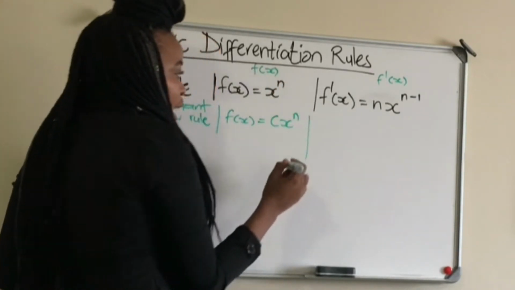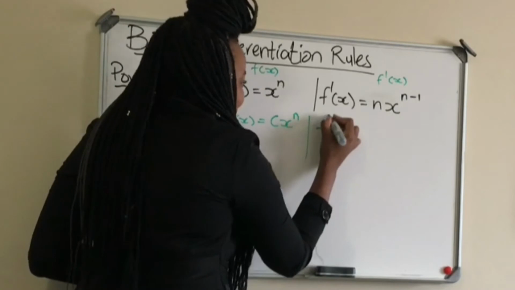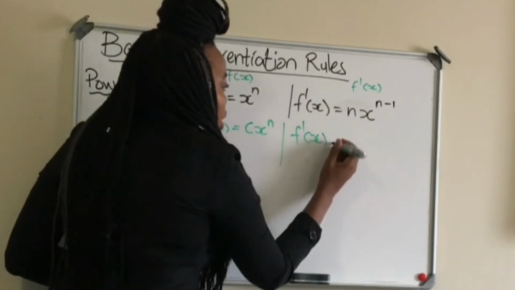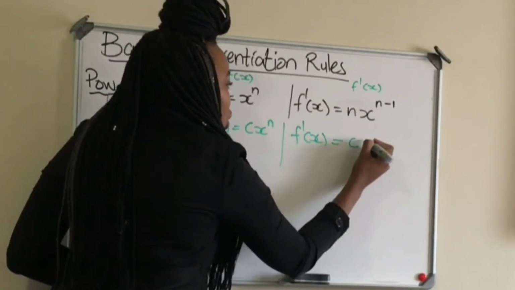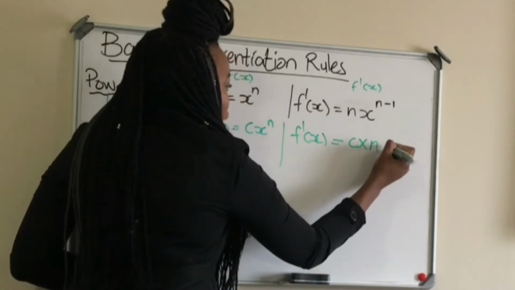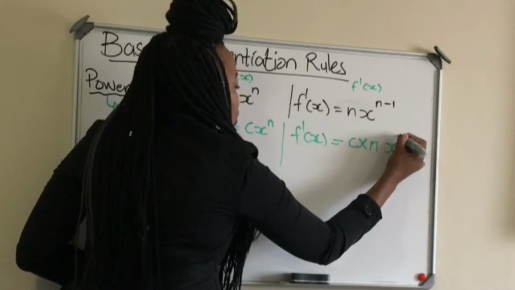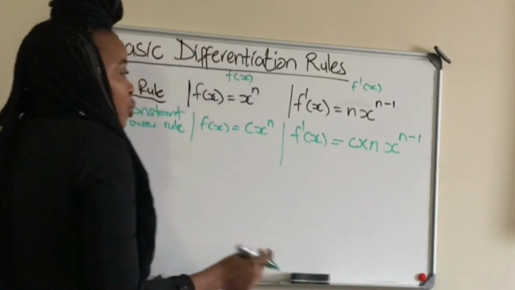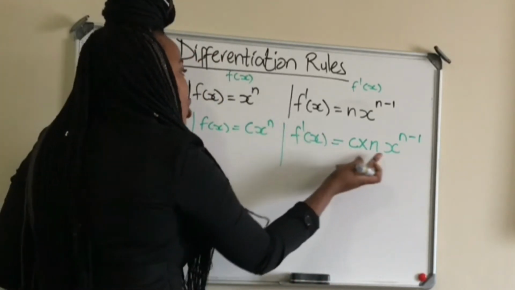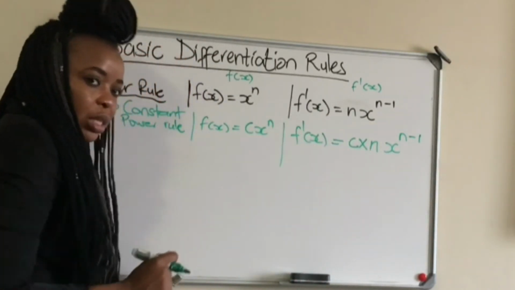So I have cx to the power of n, and to get that derivative, f prime of x is going to be equal to this constant times the power, then I have x again, to the power n minus 1. So I'm still going to subtract 1 from the power, but I must first take the power and multiply it with the constant. So that's what it means.